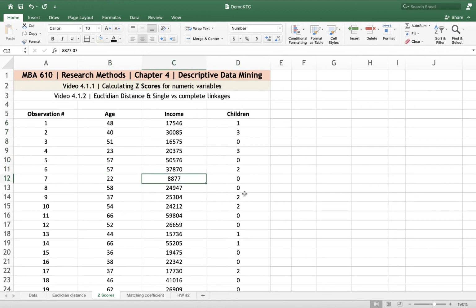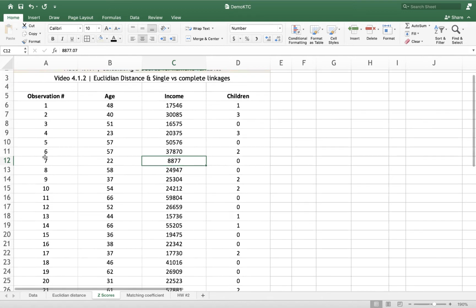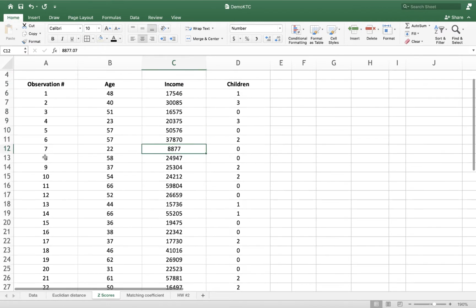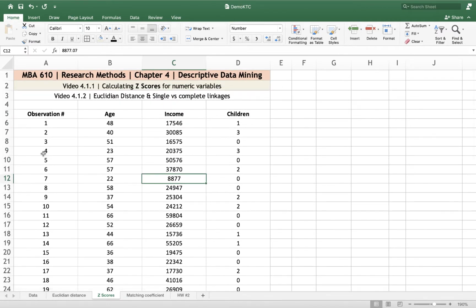If you've got a numeric variable, things like age or income or how many children you have, we tend to use a measure called Euclidean distance to figure out how similar or different two observations are. So in this data set, I have 30 observations, and each observation is a person. And for each person, I've got 3 pieces of information. I've got their age, I've got their income in dollars, and I have how many children they have.